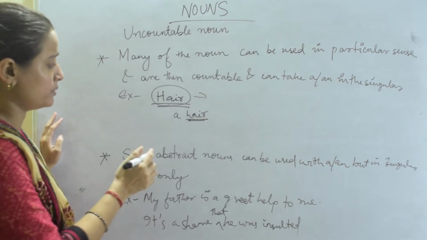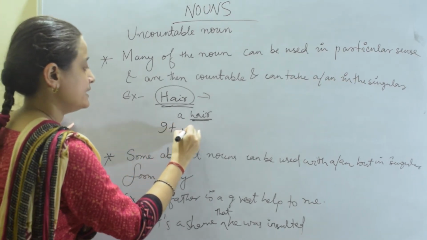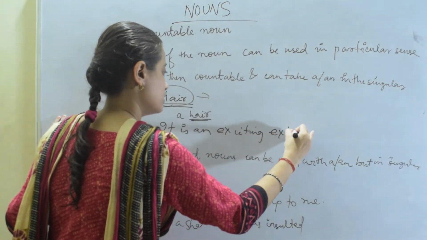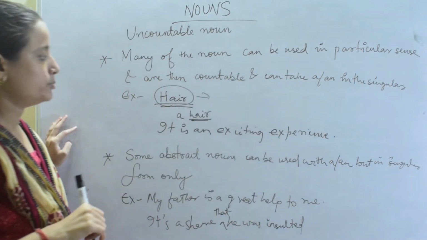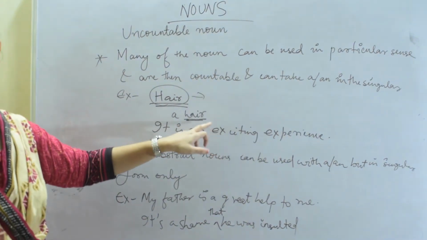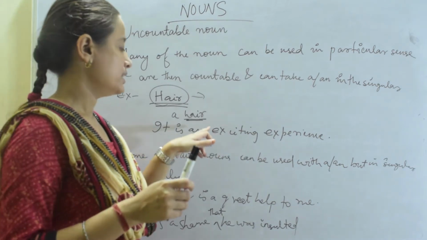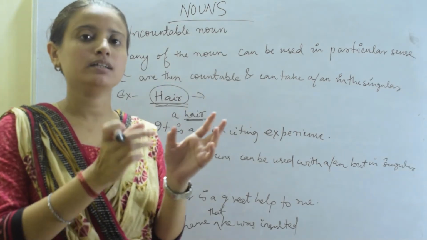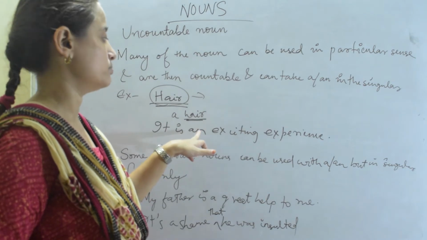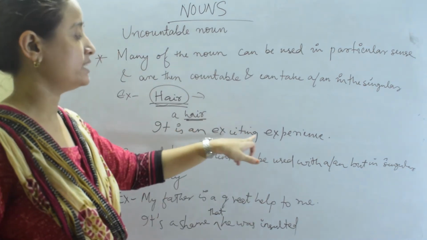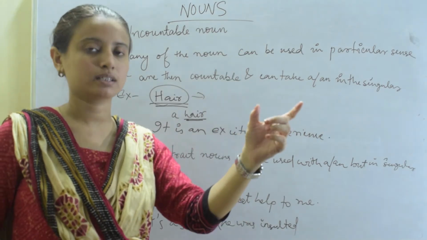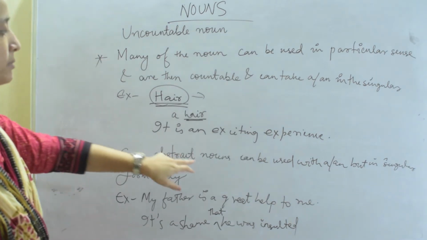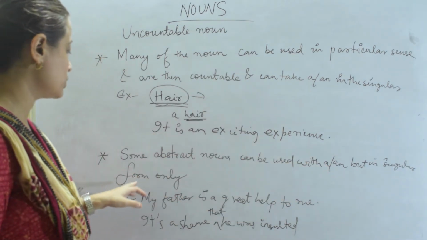Another example is, it is an exciting experience. Previously I said an abstract noun should not be preceded by a and an, but here we are talking about a particular experience. If you are objectifying an experience, then it can be preceded by a and an. It is an exciting experience because I am talking about a particular experience. Then some abstract nouns can be used with a and an, but in the singular form only.